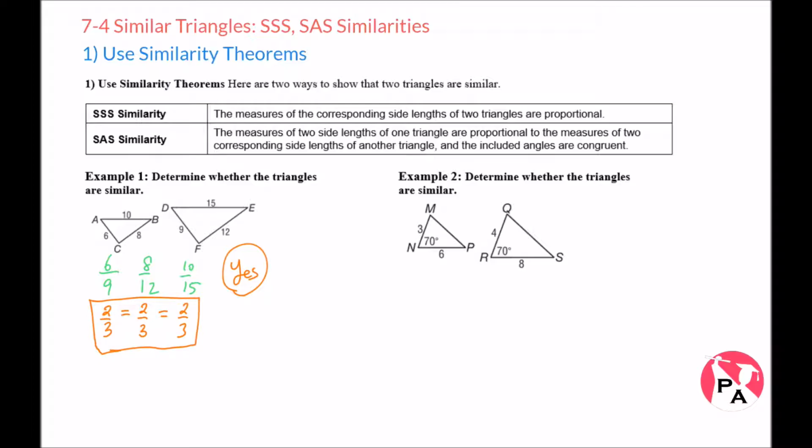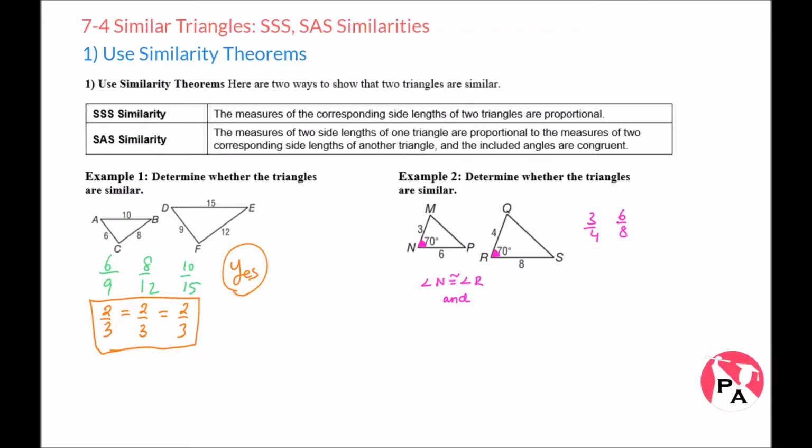The next example, determine whether the triangles are similar. So we have one included angle that is given, 70 degrees for the first triangle and 70 degrees for the second triangle. So angle N is congruent to angle R, and let's see if the sides are proportional. 3/4, and this one right here, 6/8.